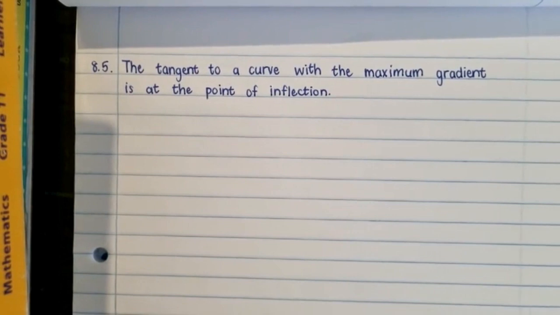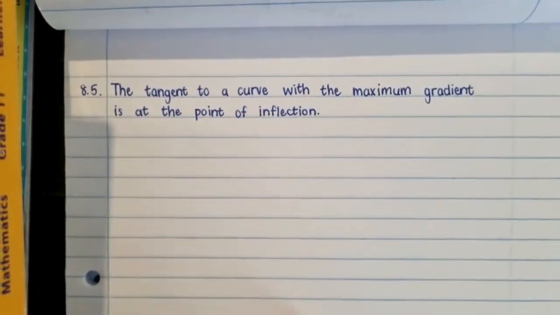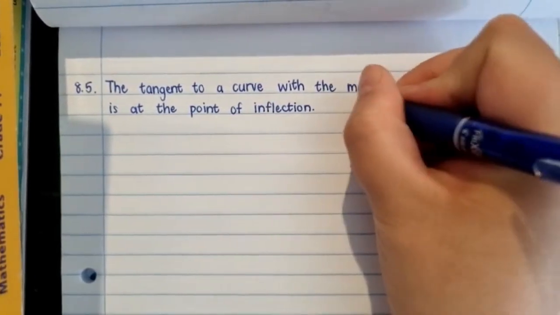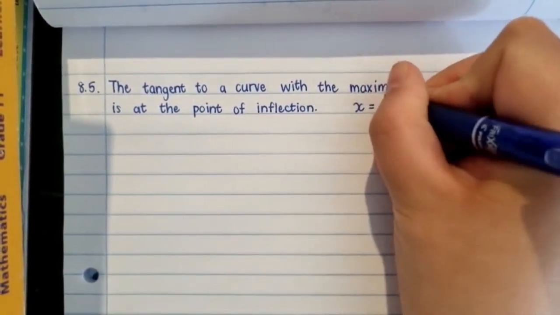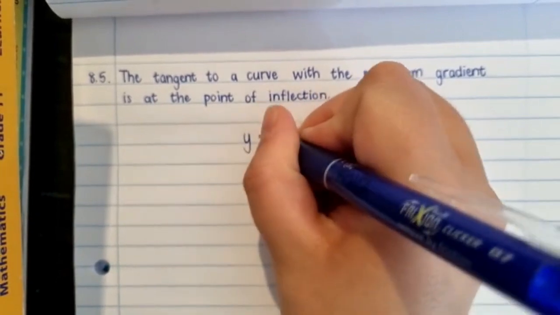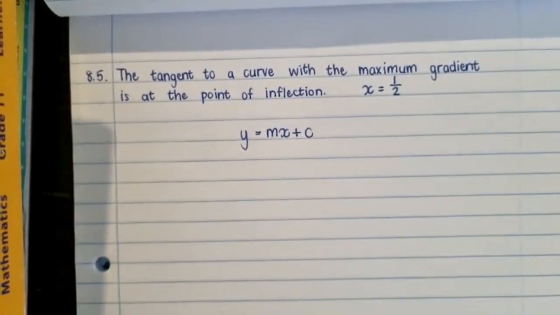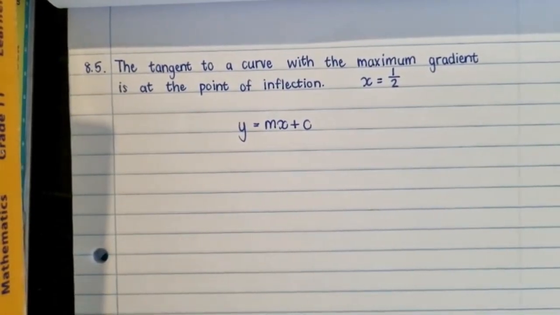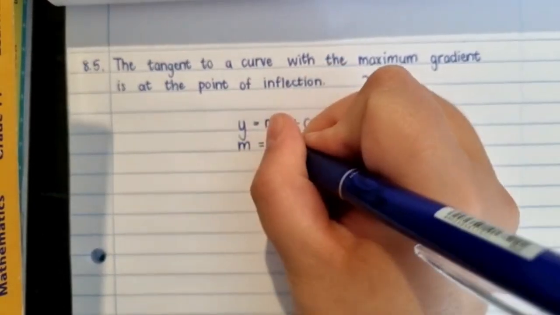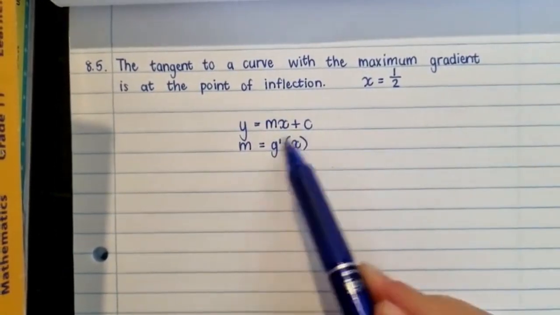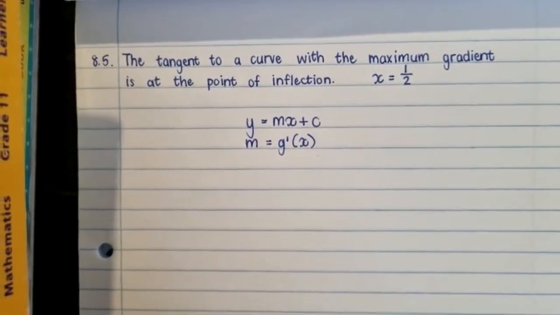Okay, so they're asking, determine the equation of the tangent to G that has the maximum gradient. So we need to know that the tangent to a curve with the maximum gradient is at the point of inflection. We don't know what this point is, but we do know that the point of inflection was at x equals a half. And that's actually all that we need, guys. Remember, to find the equation of a tangent, we know that it is y equals mx plus c. The gradient is the derivative of the graph. So the gradient is g dash. But that will give us a value that is in terms of x. That will give us a value that has x in it still.